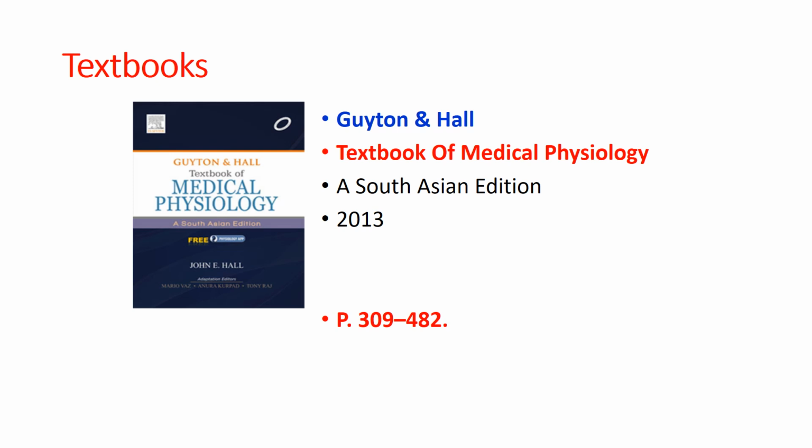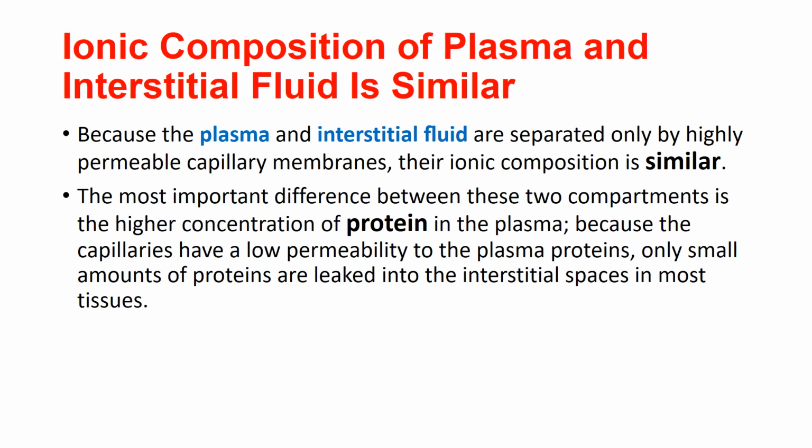Pages 309 to 482. Because the plasma and interstitial fluid are separated only by highly permeable capillary membranes, their ionic composition is similar. The most important difference between these two compartments is the higher concentration of protein in the plasma. Because the capillaries have a low permeability to the plasma proteins, only small amounts of proteins are leaked into the interstitial spaces in most tissues.